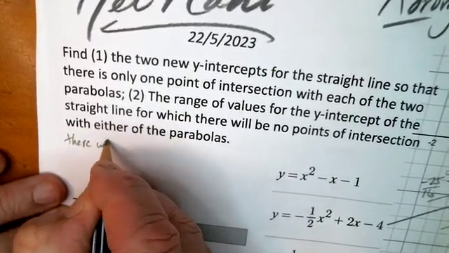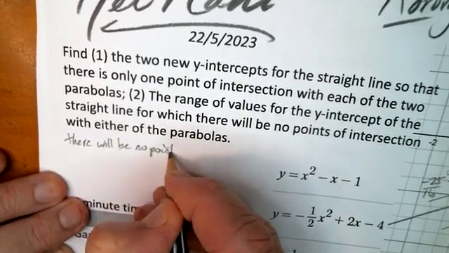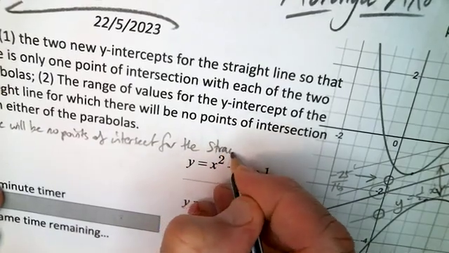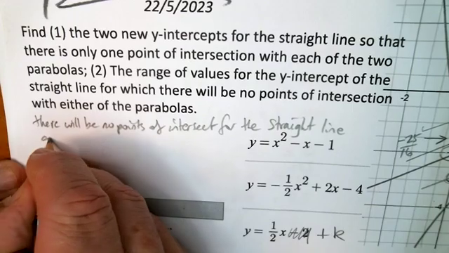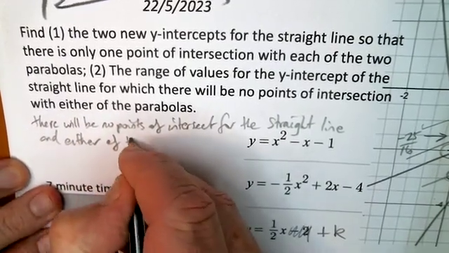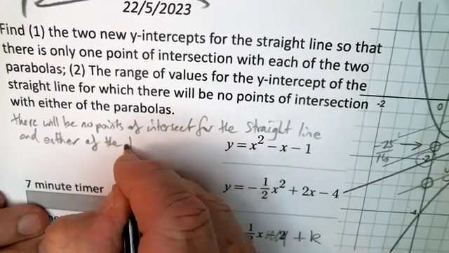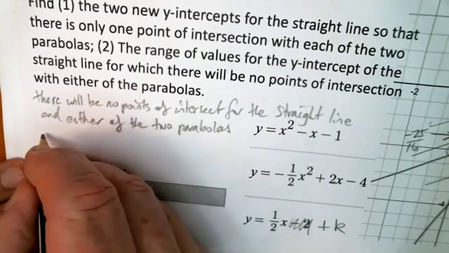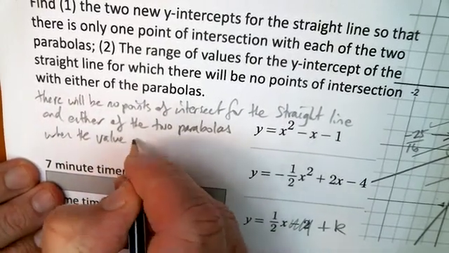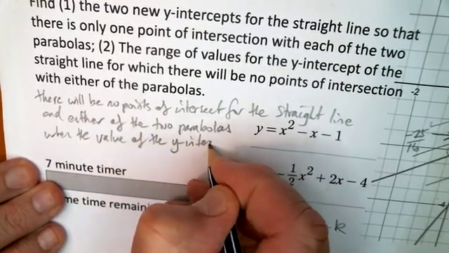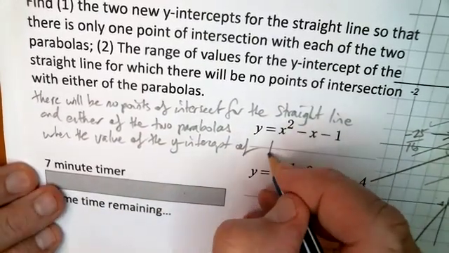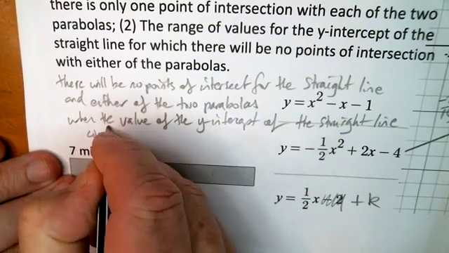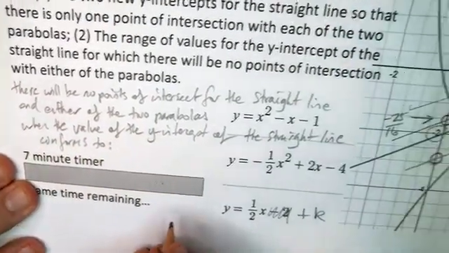there will be no points of intersection for the straight line and either of the two parabolas, when the value of the y-intercept of the straight line conforms to: and we want to say what that would be.